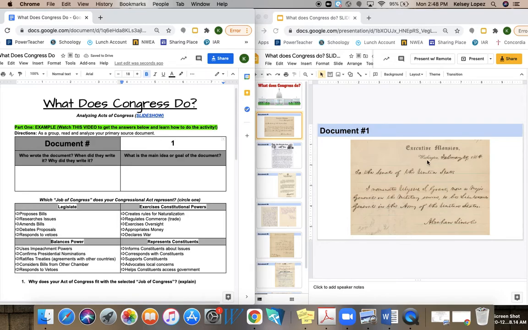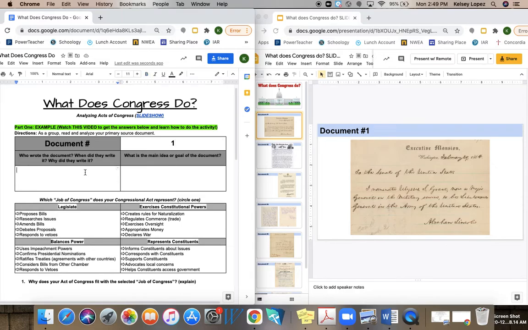Then I'm going to look at the document, which is right over here to the right of my screen. It says Executive Mansion, Washington. It says February 20-something, 1864. Okay, interesting, 1864. And then it says to the Senate of the United States, I nominate Ulysses S. Grant, now a Major General in the military review, to be Lieutenant General in the Army of the United States. Signed, Abraham Lincoln. Okay, first of all, cool. This is a letter from Abraham Lincoln in 1864 to the Senate.